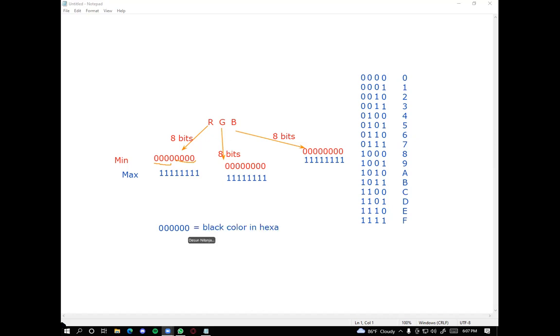Okay, what is the red color in hexadecimal? Can you calculate and tell me? You have three colors, RGB. In red color, what is the binary code? So red should be maximum. Red is maximum, so what are the bits?